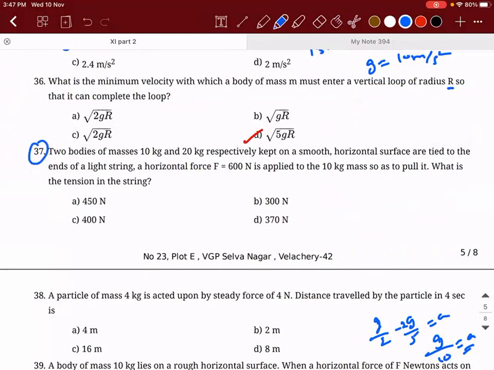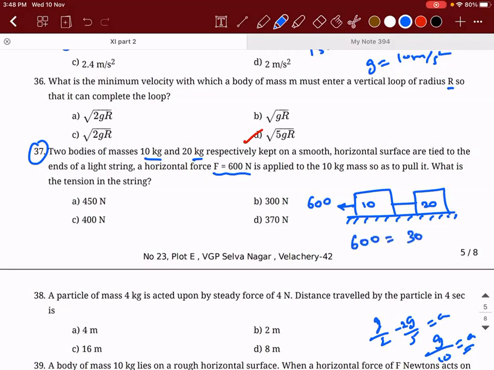There are two objects of mass 10 and 20 kilogram respectively kept on a smooth horizontal surface and tied to the ends of a light string. A horizontal force of 600 Newton is applied on the 10 kilogram mass to pull it. What is the tension in the string? So what is the answer, guys? How to do this? 10, 20, there is a horizontal force of 600 Newton applied. So 600 is equal to, can I write it as 30 times A?